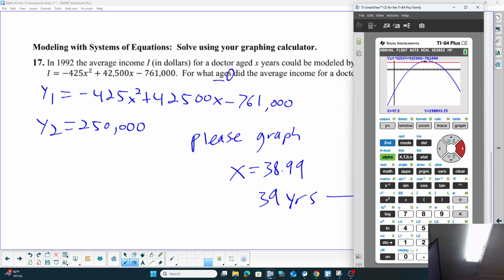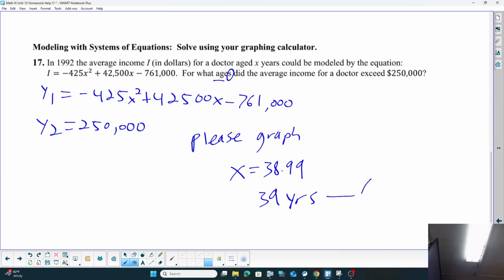You see it? So we're jumping off the charts there. And then we're going all the way down to this intersection about there. So second calc, intersect again, option 5, enter, enter, enter. Okay, about 61 years old. So there's our boundaries, going from 39 to 61 years old. Good job.